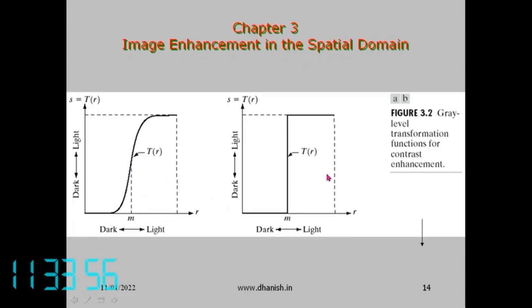This one is actually binary. Below M it is made dark, and above M it is made white, so your output is a binary image. You can do this many times. First you capture the image as gray level, then we convert it into binary using this transformation.